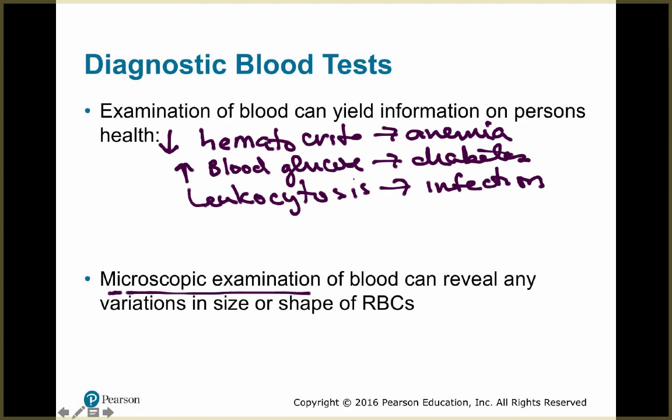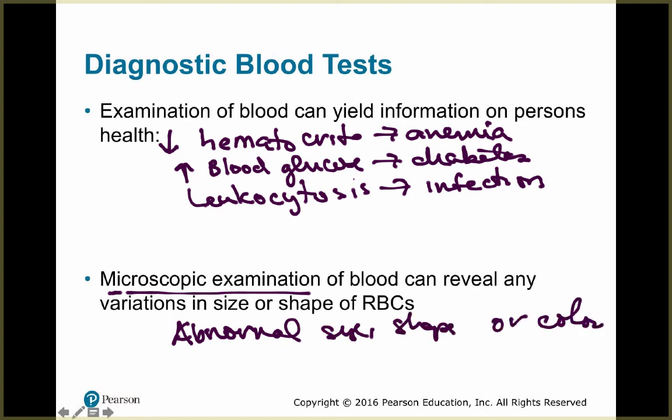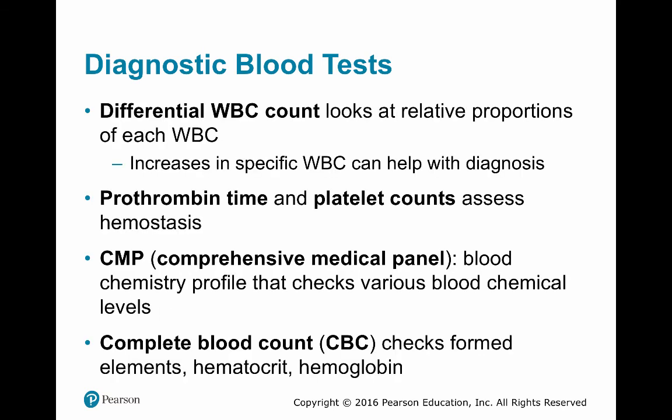And you can actually look at the microscopic examination of blood, and it can tell you, do you have abnormal size, shape, or color of your red blood cells, right? And this could even indicate anemia. So blood tests can be very, very helpful for clinicians to determine if there's something wrong with their patient. You can also do what's known as a differential white blood cell count, and this looks at the relative proportion of each white blood cell. And so increases in specific white blood cells can help with diagnosis, right?